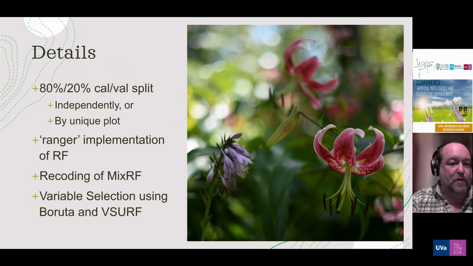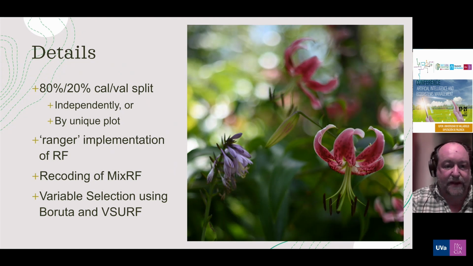And we did this two ways. One is treating the observations completely independently, so a completely random calibration validation split, or making the split based on unique plots, so withholding 20% of the unique plots from the training data and reserving them for strictly independent validation. So again, when I talk about this 80-20% split, we're pulling 20% of the data out and holding it completely independent of any fitting process and using it for validation after the fact.